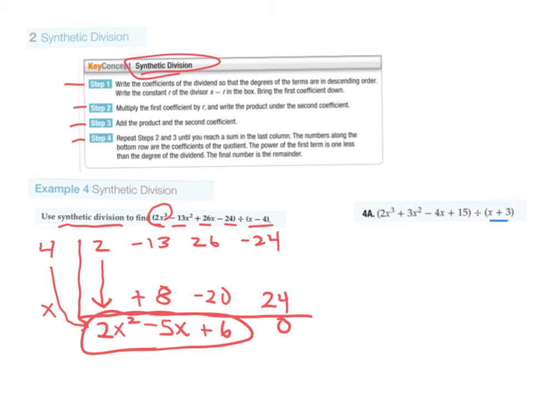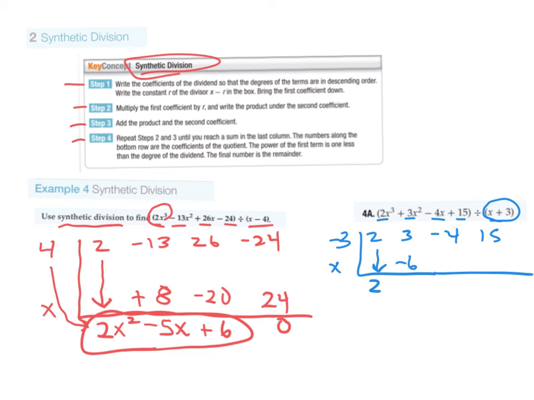So let's try that again over here. So I'm going to write this number, change its sign, so -3. I'm going to draw a box, and I'm going to write the numbers in front in order. So 2, 3, -4, 15. Drop down the first number, and then I'm going to multiply and add. So -3 times 2 is a -6. I add, I get a -3. -3 times -3 is a +9. I add, I get 5. -3 times 5 is a -15, and when I add, I get 0.